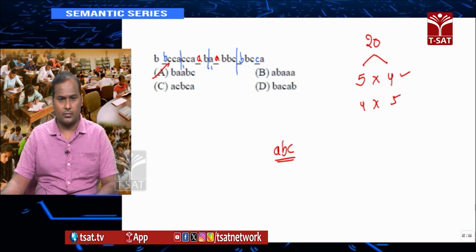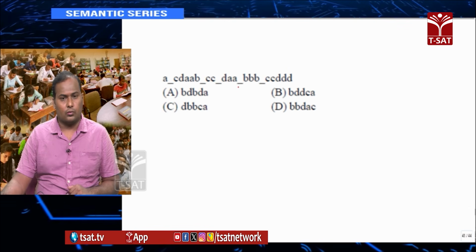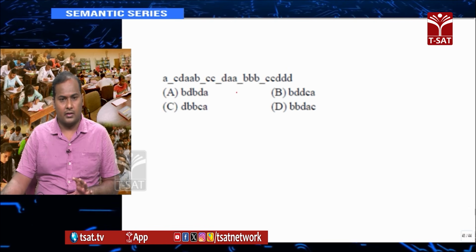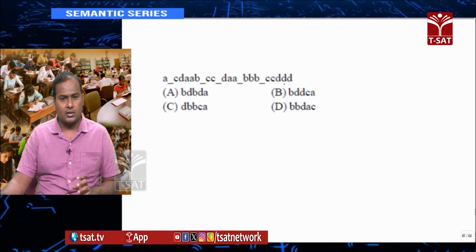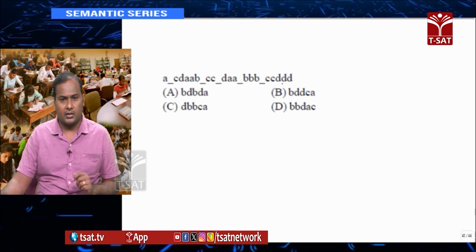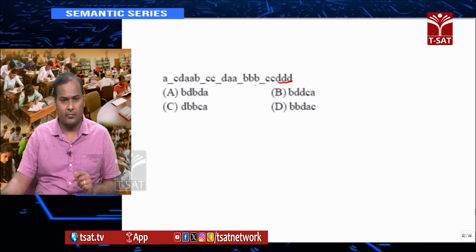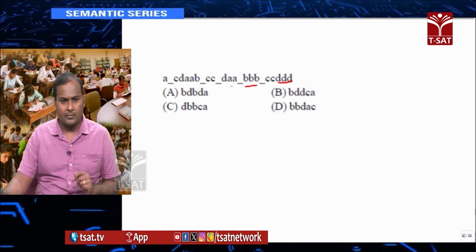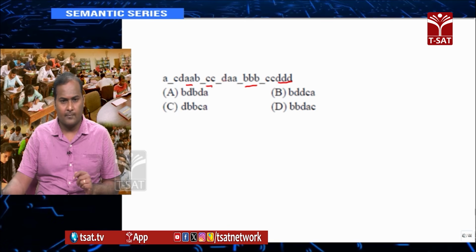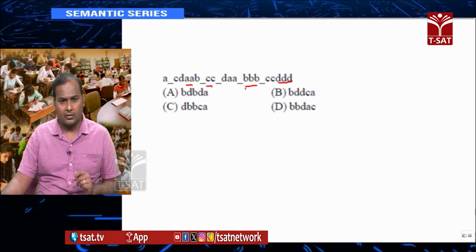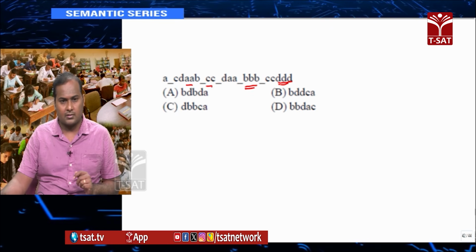Now next question. Look at the question here. What is the clue? I already said that the first thing in reasoning is observation skill. The moment I see the question, there is something that keeps on repeating. You see here DDD is repeating. Here also BBB is repeating. Again here A repeating twice. Here also C repeating twice. Then later B repeating thrice and also D repeating thrice.